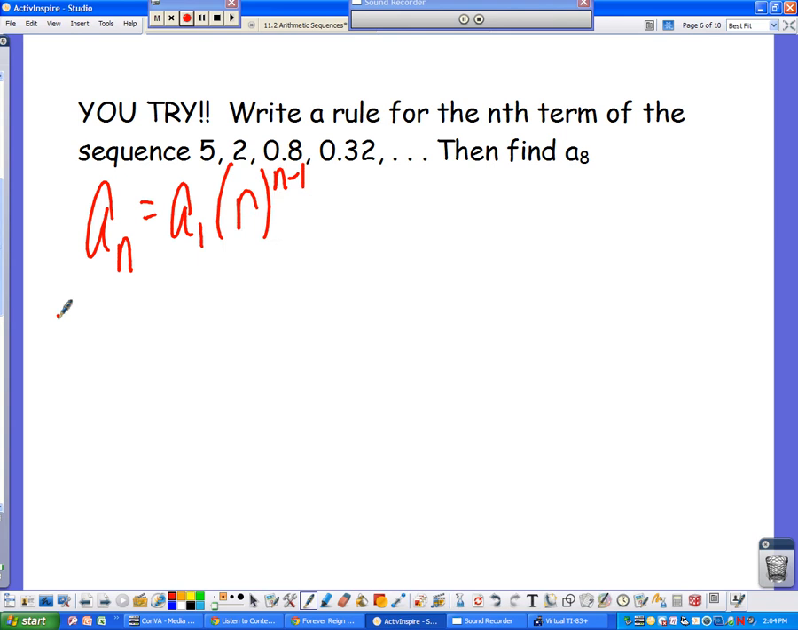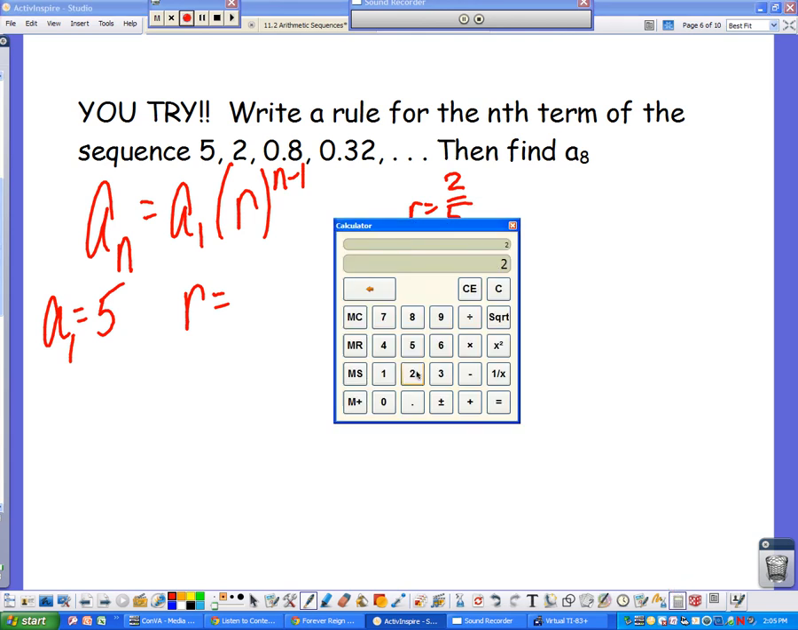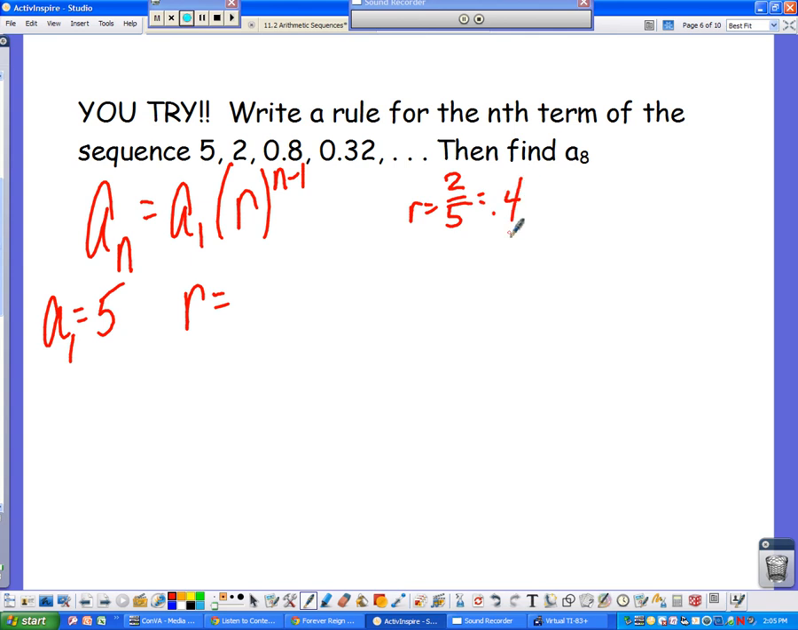So our a sub 1 is 5. To find our r, we're going to take 2 divided by 5 and see if that goes nice and evenly. So 2 divided by 5 gives me 0.4. So my r is 0.4, and my n, I'm looking for that one. So my actual rule is 5 times 0.4 to the n minus 1.